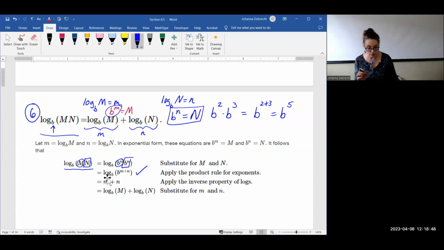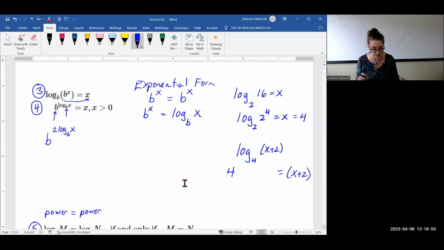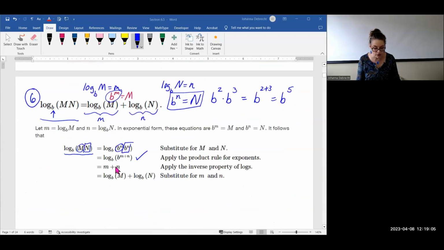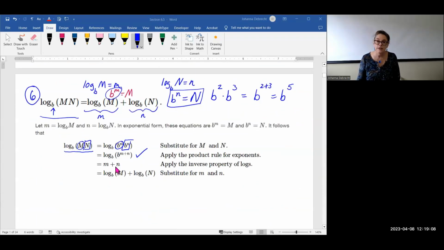So then I can use that property that I had just a minute ago, which is this one right here, property number 3, which says if the answer part is a power of the same base, then the power must be the power on the answer part. So the power on the answer part here is m plus n. So log base b of b to the m plus n just becomes m plus n. But I know what m plus n is. I have a relationship up here for m and another one up here for n. And I replace those two, which proves what I was trying to do.